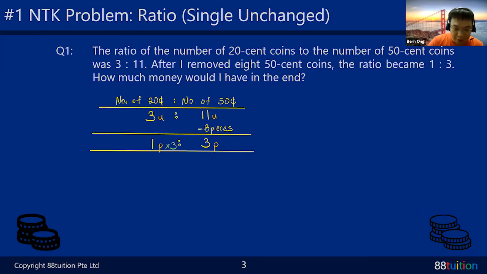If you times 3 on the one part, you must times 3 on the 3 parts also. Why? Because ratio and fraction are the same. Whatever you do on one part, you must do on the other part. It's fairness. That's why I love math.